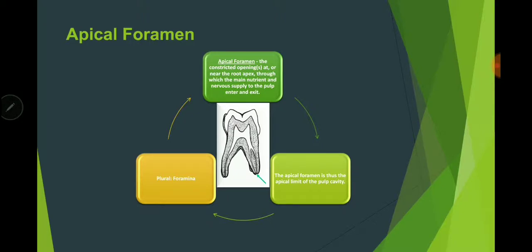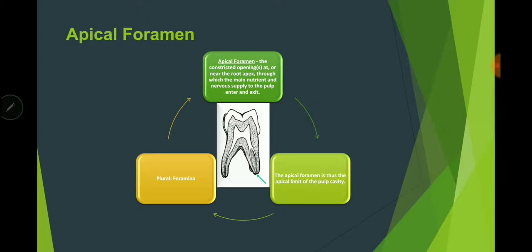So the apical foramen. The apical foramen is the constricted opening at or near the root apex. The reason for the apical foramen is that through it you have nutrients and nerve supply to the pulp. They enter and exit. The apical foramen is thus the apical limit of the pulp cavity.